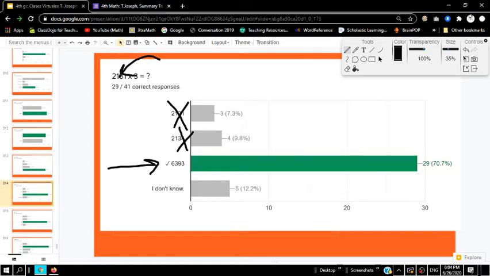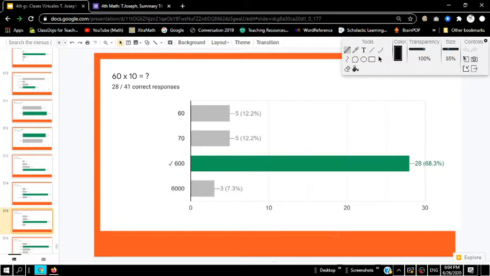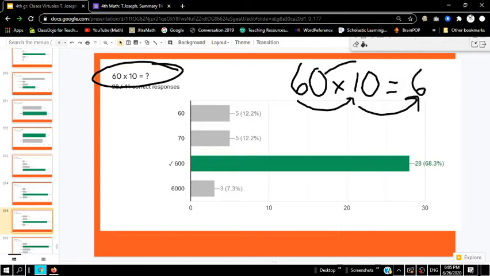So congratulations, boys and girls. That one was pretty simple for you. This one was also pretty simple. 68% of students got it correct, but let's do it out just to make sure that we understand. 60 times 10, well, you could take 60 times 10, and that's the same as 6 times 1, which is 6, times 100, because we have 2 zeros. So we're just going to add 2 zeros in our answer.